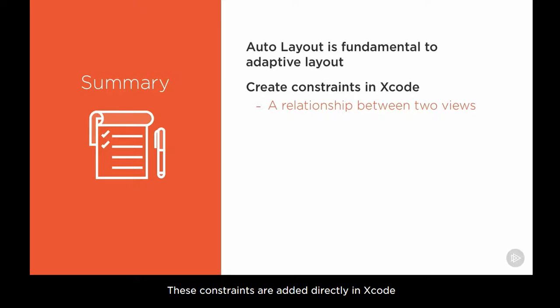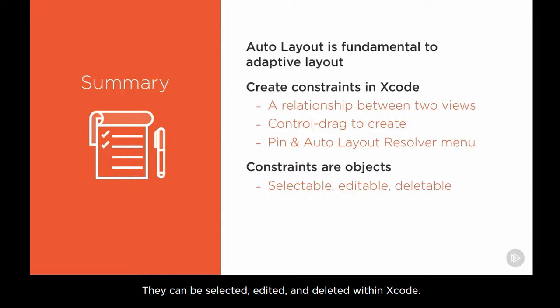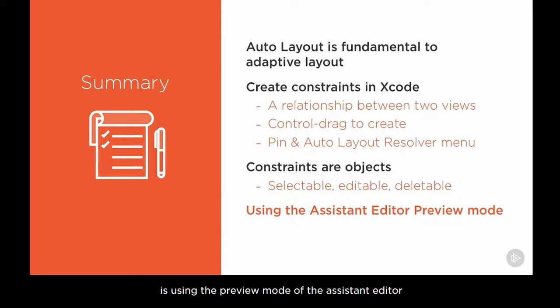Now, these constraints are added directly in Xcode by control dragging between 2 elements or by using the menus at the bottom right, like the pin menu and the auto layout resolver menu. These constraints are objects. They can be selected, edited, and deleted within Xcode. Now, auto layout can certainly get tricky, and constraints can interfere with each other or just not give you the result you expected. So one thing that helps us here is using the preview mode of the Assistant Editor to see the immediate effects of changes on a storyboard across multiple devices and orientations without having to actually run the app.